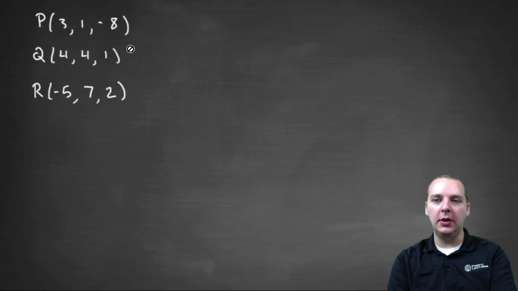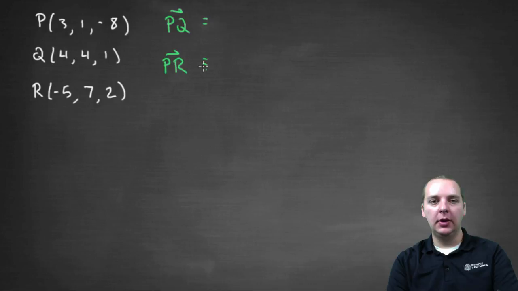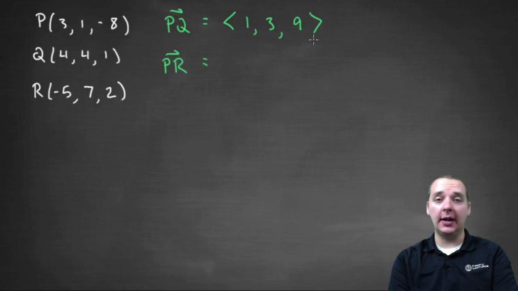Here I've copied P, Q, and R just to give us some space to write some stuff down, and let's go for it. Okay, so first off, we'll create PQ, and then we'll create PR. PQ and PR. To do this, to put these in component form, we'll do terminal minus initial, as you probably recall. PQ would be the vector 1, 3, 9.